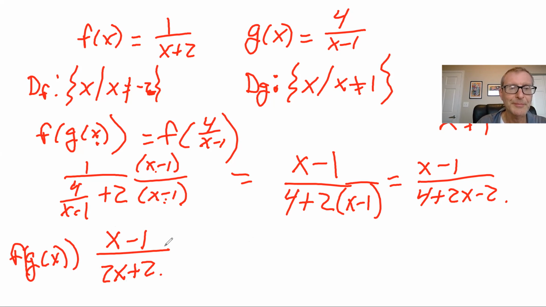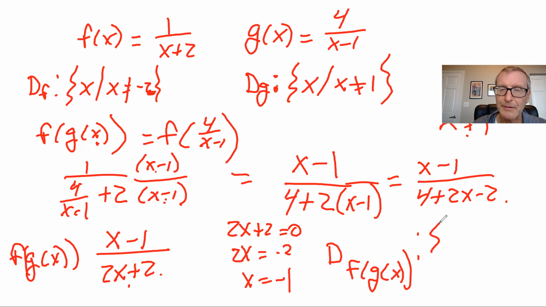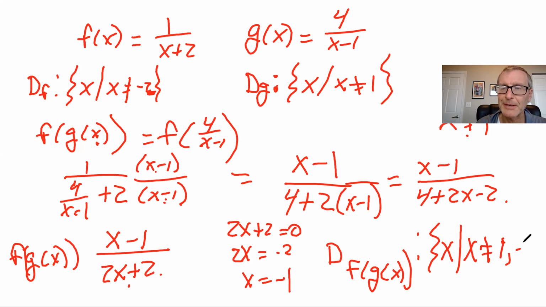So now what is the bad point here? Well, the bad point here would be 2x plus 2 equals 0. And so that would be 2x equals minus 2. And so x equals minus 1. So the bad point for this is minus 1. And the bad point for g of x was plus 1. So the domain of f of g of x are all values of x such that x does not equal 1 and minus 1.